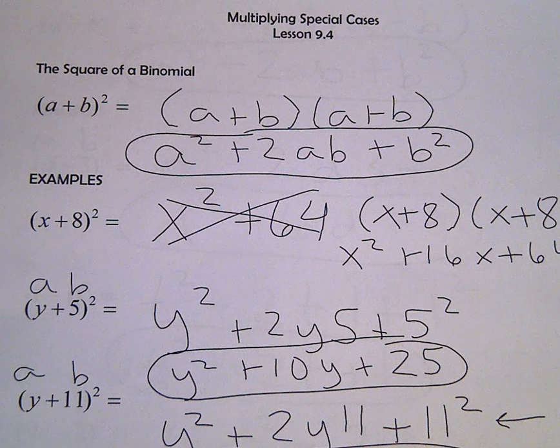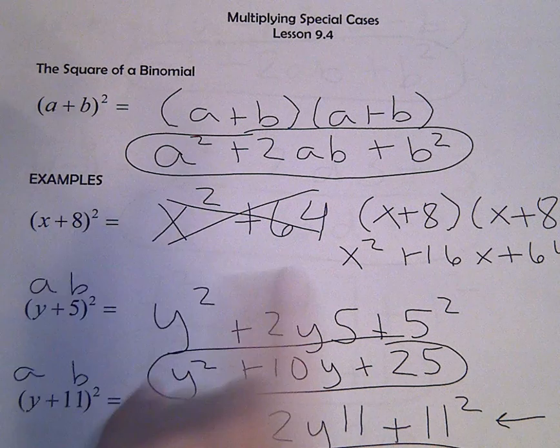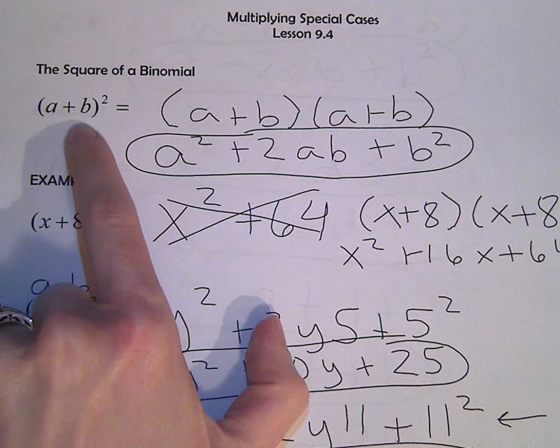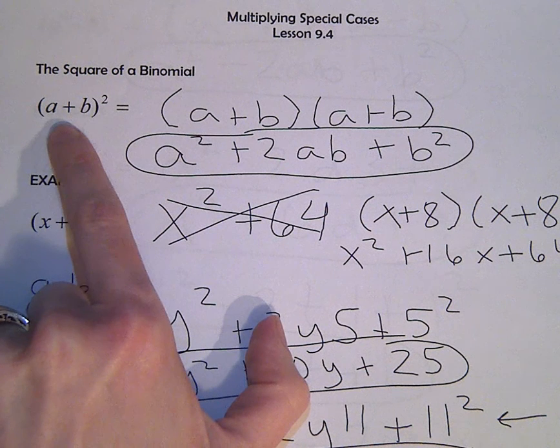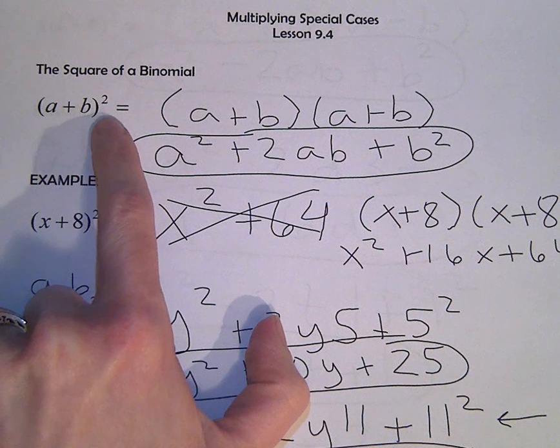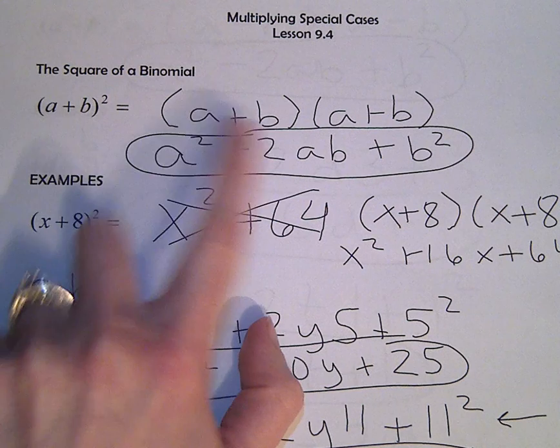This is lesson 9.4, which is multiplying special cases. We're going to be looking at what happens when we multiply different binomials that have specific traits. And the first thing we're going to look at is something called the square of a binomial. So if you have the quantity a plus b and you're squaring it, that's the same thing as a plus b times a plus b.